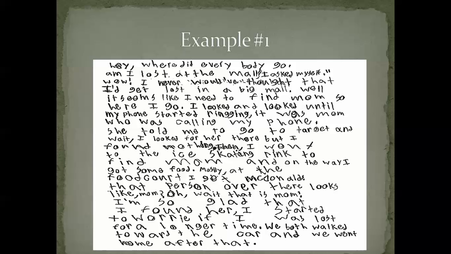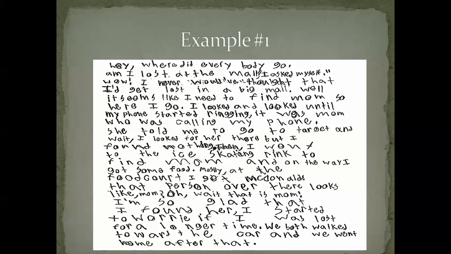the ice skating rink to find mom, and on the way I got some food. Mostly at the food court I get McDonald's. That person over there looks like mom. Oh wait, that is mom. And I'm so glad that I found her. I started to worry if I was lost for a longer time. We both walked toward the car and we went home after that.